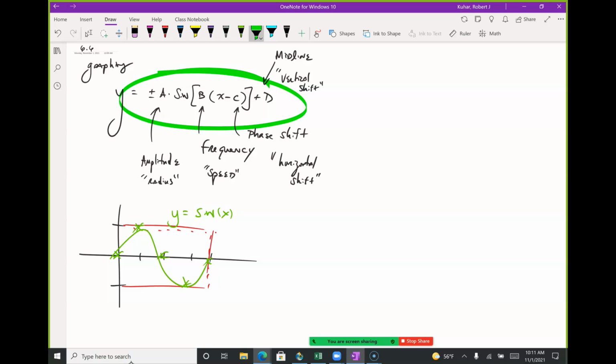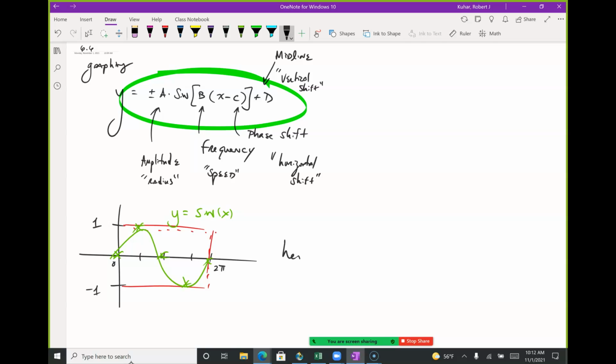Okay? So first of all, I know my range is from -1 to 1, and I know my period, my domain, is from 0 to 2 pi, right? So I can already see that the height of my rectangle is 2, and the width of my rectangle is 2 pi, right?